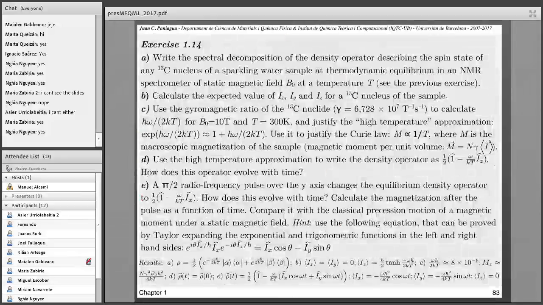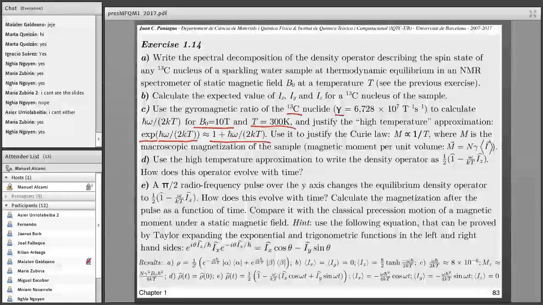Then, next. Then we are going to use real data for the gamma of carbon 13, the typical field in NMR of 10 Tesla, and a typical temperature, in order to see that this quotient is very small as compared to unity, and so these exponentials can be expanded and we can retain only the first two terms of the Taylor expansion of the exponential. The Taylor expansion of the exponential is very simple: exponential of x is 1 plus x plus x squared over 2, etc.